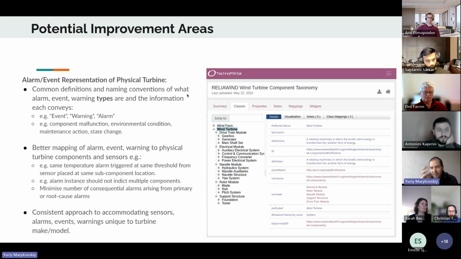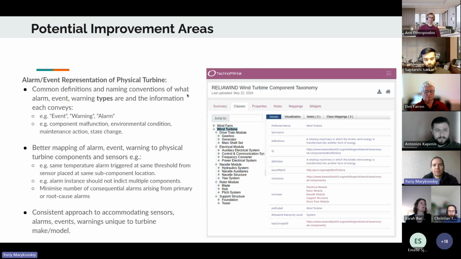Looking at this state, we saw potential areas of improvement. There are mainly three. The first one is in the area of representation of a physical turbine. There are no common definitions or naming conventions for events. For example, what is an event, what is a warning, what is an alarm, or what does this thing even mean? Does a warning mean the wind turbine will stop? Does it mean it's okay, just look into it when you have time? There are no common definitions on that.